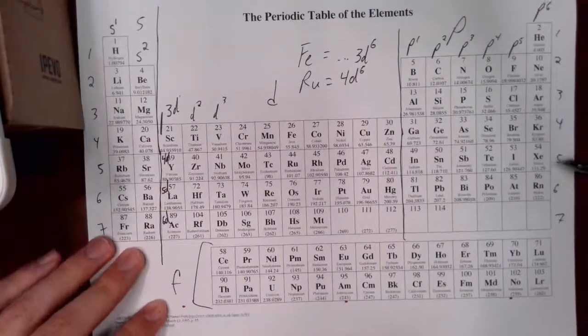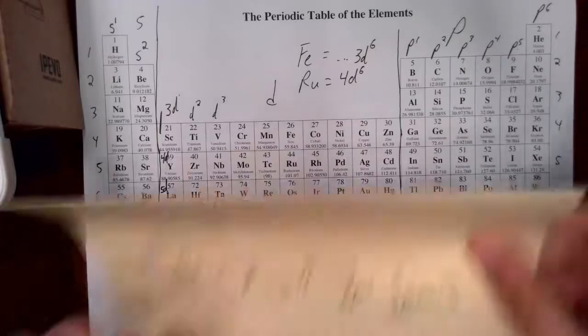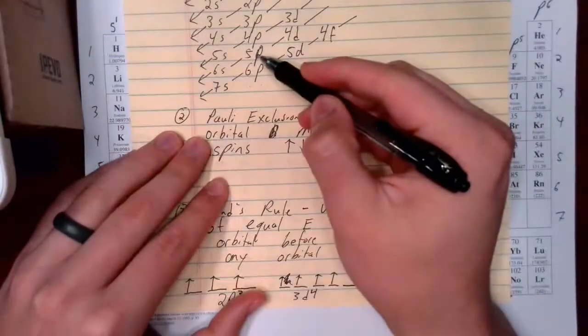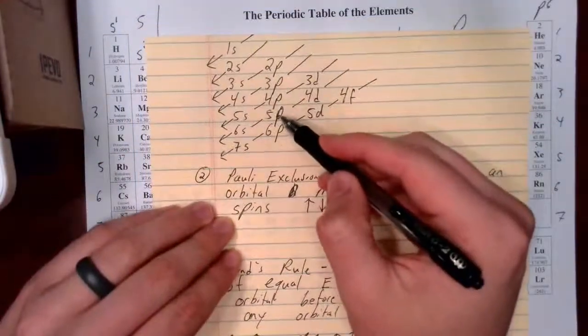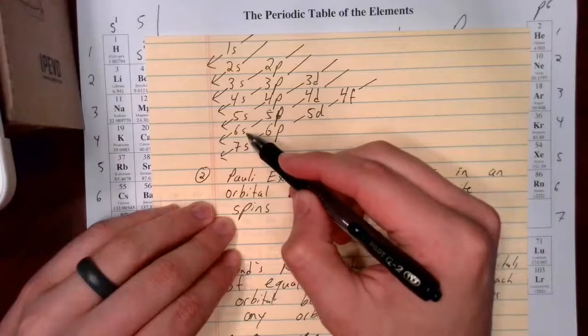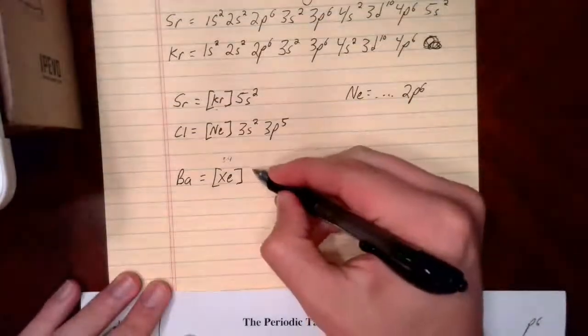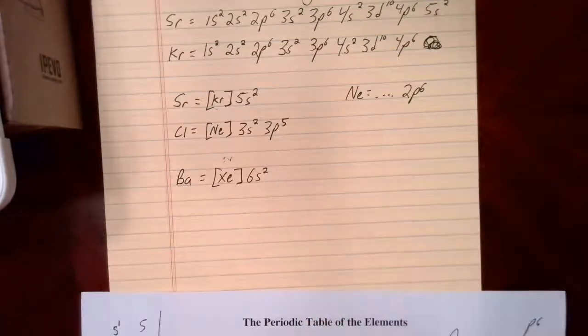So I see that xenon ends in 5p6. So I go find 5p on my Aufbau diagram. After 5p comes 6s. Okay? So now I can just add 6s2 and I'm all done.